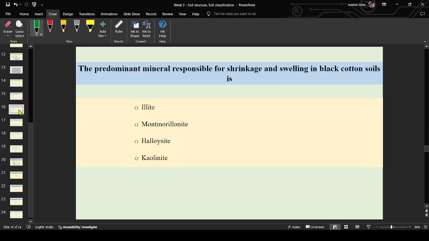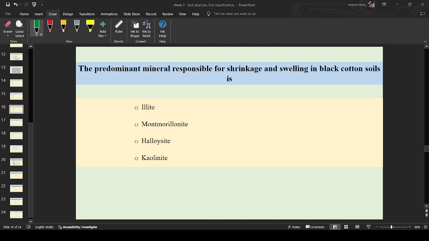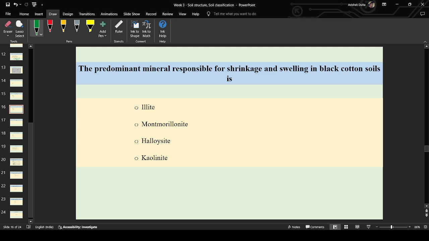Okay, next question. The predominant mineral responsible for shrinkage and swelling in black cotton soils, what is the answer? I believe many of you. Yes, Montmorillonite. Very good. In black cotton soils, we find Montmorillonite more. That's why it is responsible for shrinkage and swelling.